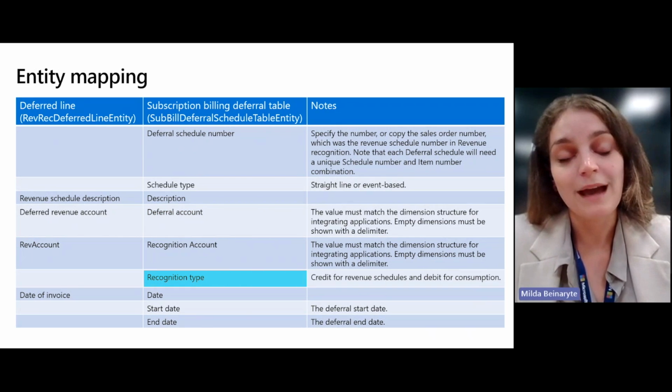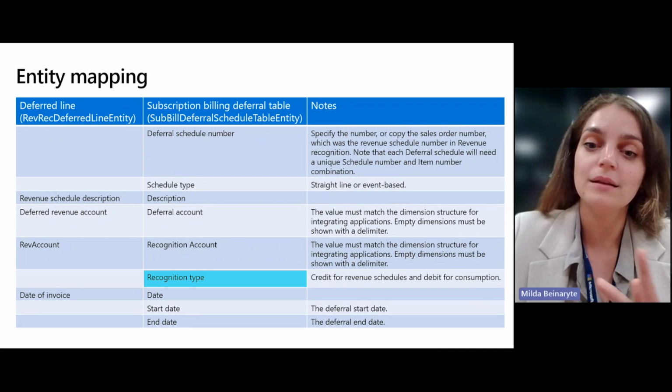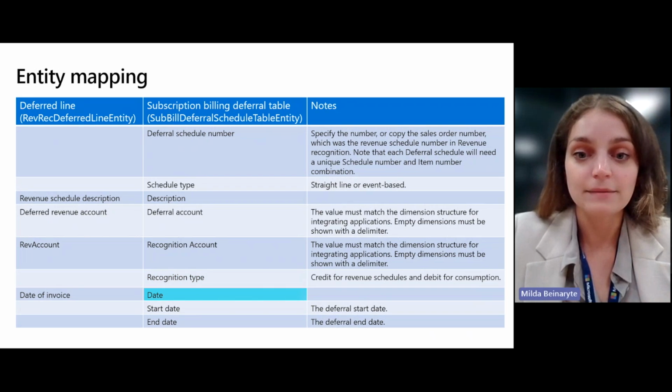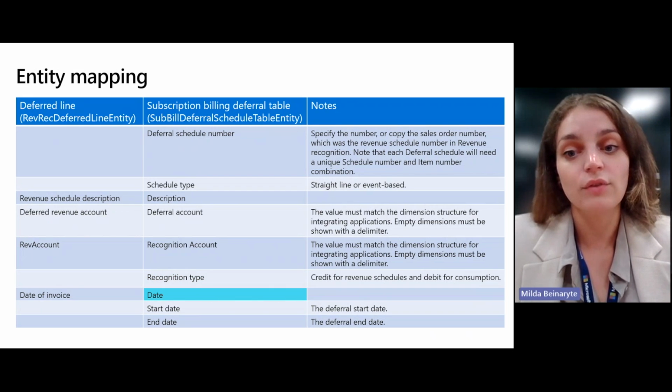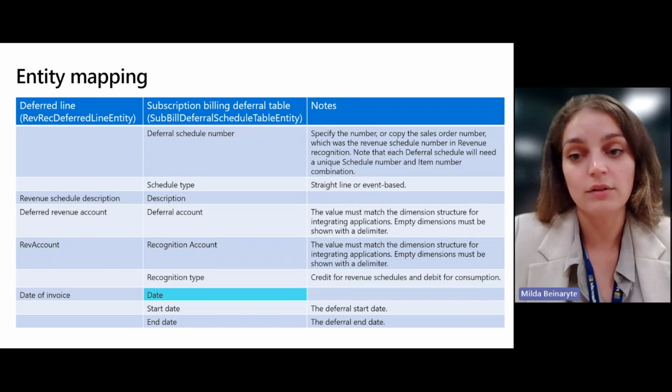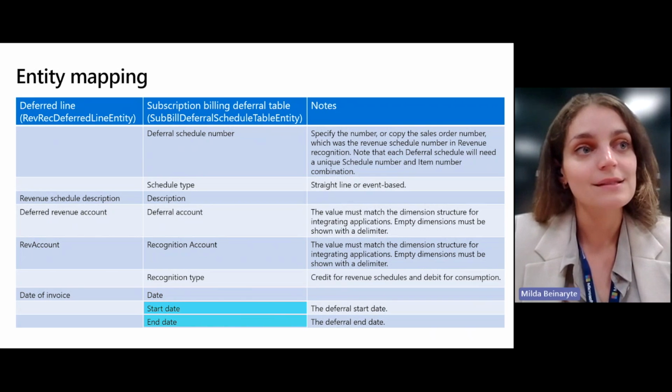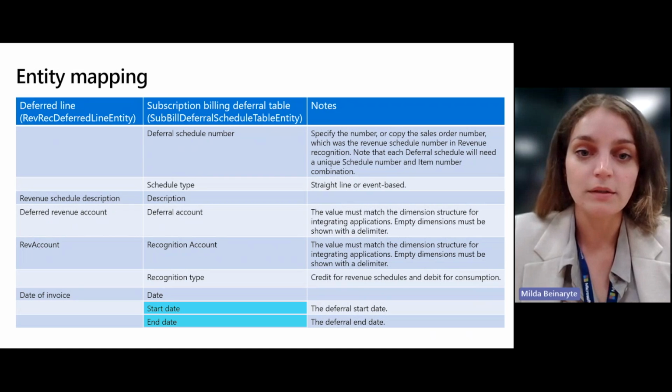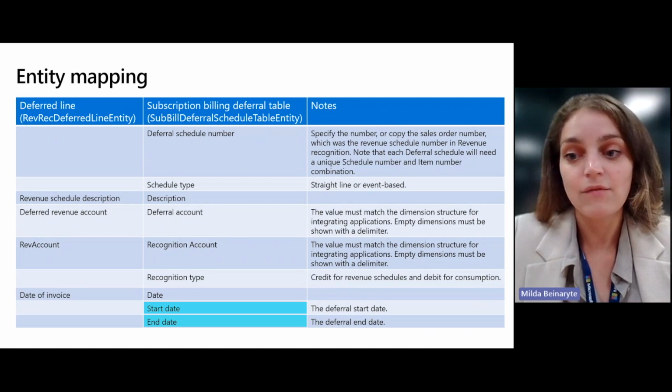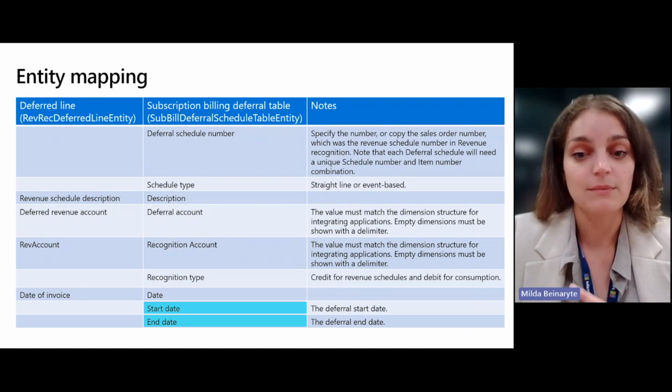Recognition type, which would be either credit for the revenue and debit for consumption, and date, which is equal to date of invoice in RevRec deferred line entity. Finally, we have start date and end date, and this would determine the start and end dates for deferral schedule in subscription billing.